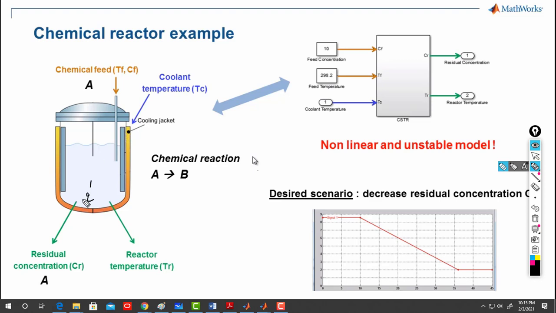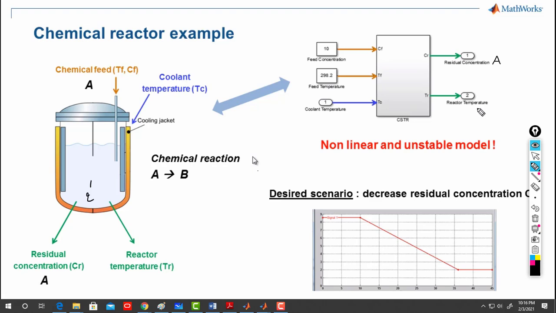And you have a sensor measuring for you the residual concentration CR of material A and the reactor temperature TR. I have a sensor that measures the concentration and the temperature of the reactor: TR, the reactor temperature, and CR, the residual concentration. These are my two outputs, in blue, and I have a sensor measuring them for me: the residual concentration of material A and the reactor temperature.